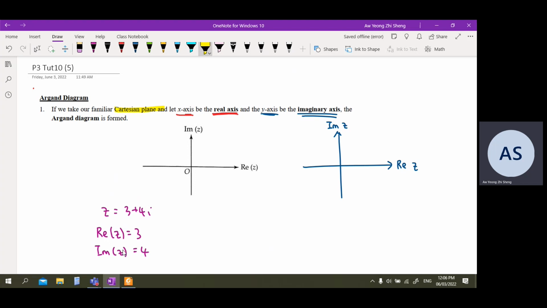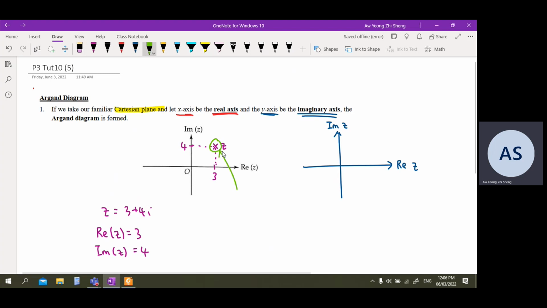Now, if we want to plot 3 plus 4i on the Argand diagram, we know that the real part is 3, imaginary part is 4. In other words, the x coordinate would be 3, and the y coordinate would be 4. So you can actually plot this point, and that point that I have just plotted on my Argand diagram will be the point representation of the complex number z.